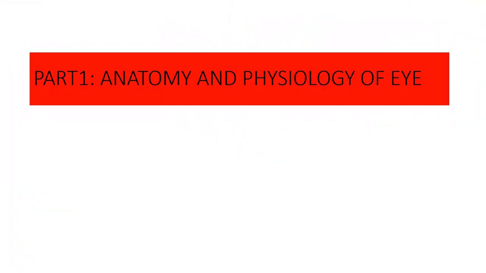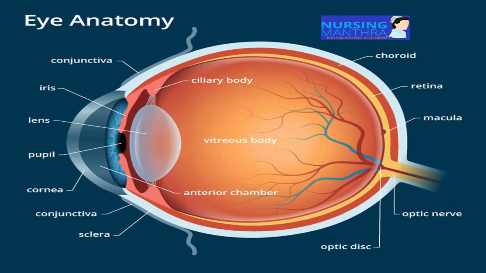Part 1. We are going to discuss the anatomy and physiology of the eye. The eye is 1 inch in diameter and is located in the anterior portion of the orbit. It serves an important function, that is sense of sight. Orbit. What is orbit? It is a bony socket of the skull where the eye is located. The eye is cushioned within the orbit by a pad of fat.